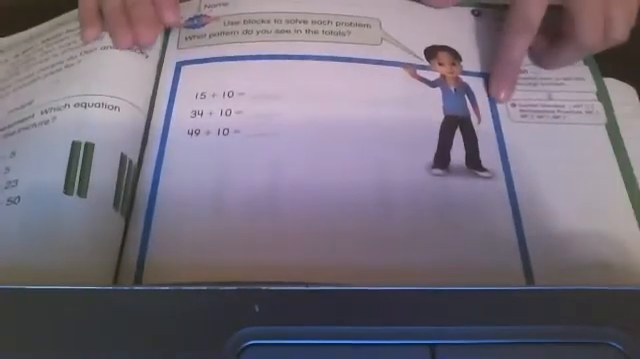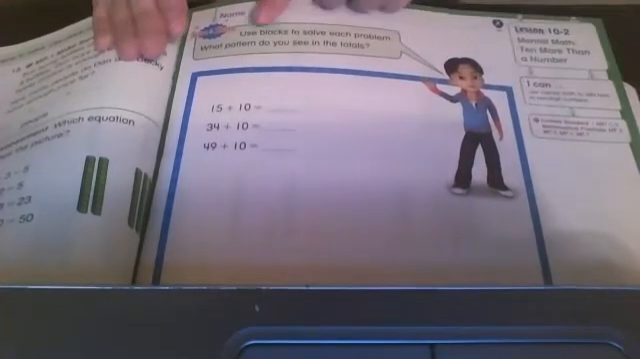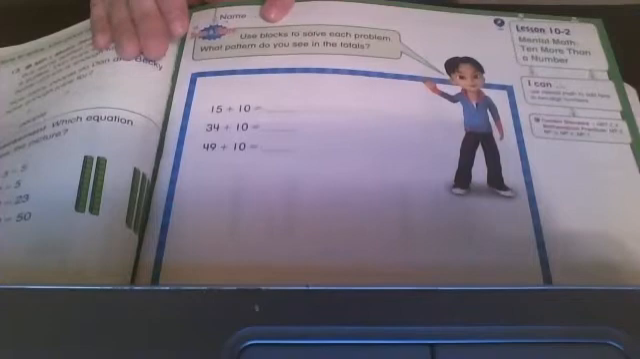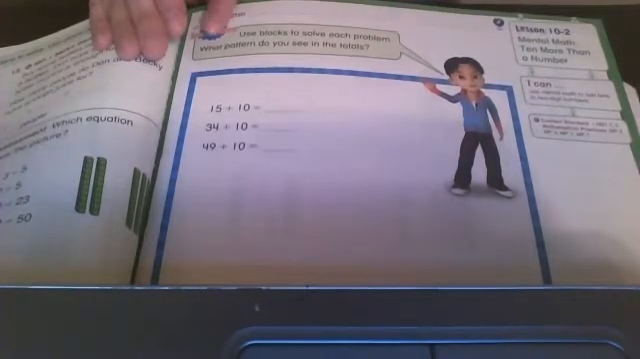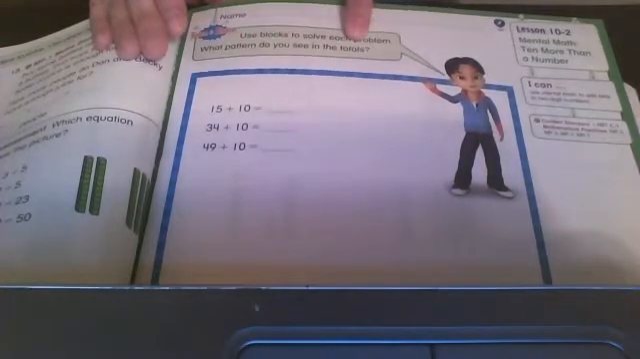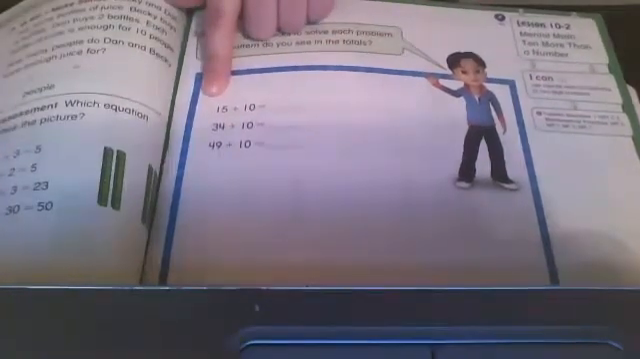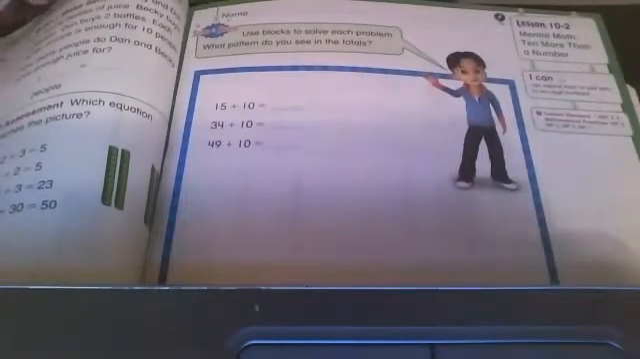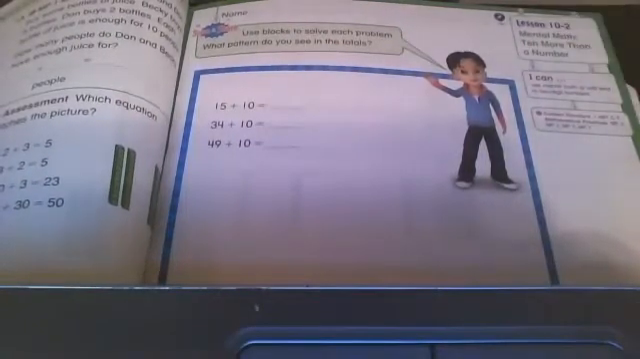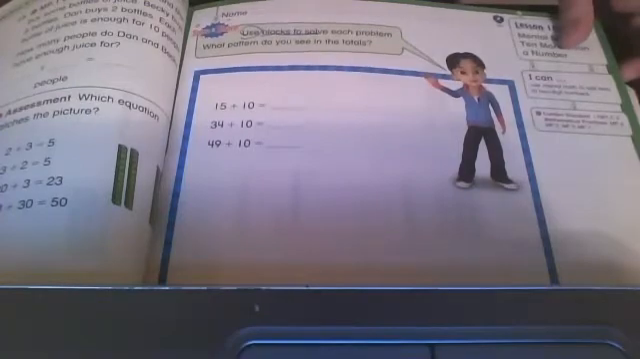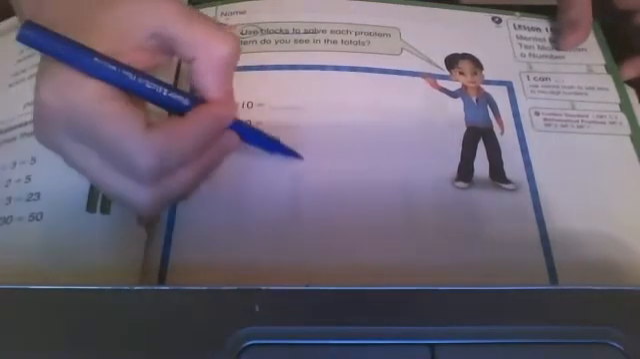You can see Daniel on this page. I'm going to read the talking bubble while you follow. Use blocks to solve each problem. What pattern do you see in the tables? Okay, so here are our three equations, and we're being asked to use pattern blocks to solve. So let me go ahead and divide my workspace.